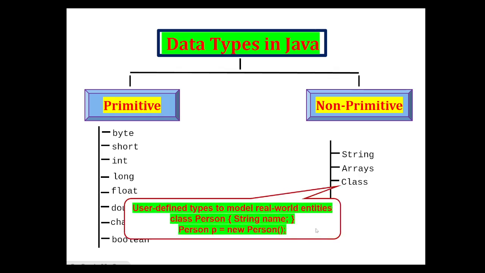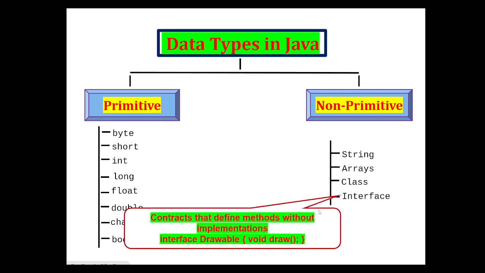Next is the class. Like this is the user defined type to model real world entities. For example, we can define one person class with some variable string name, and how we can create an object of this class. Like this is the line person p is equal to new person.